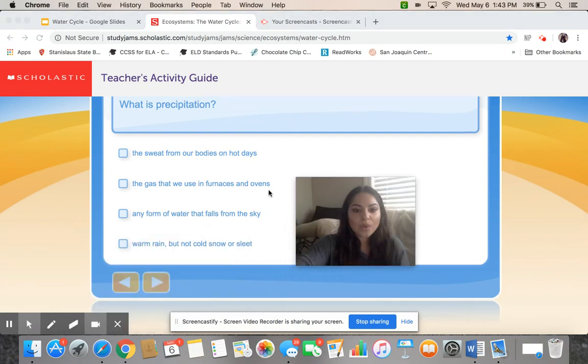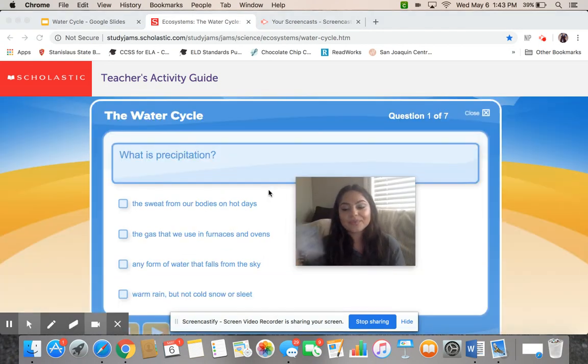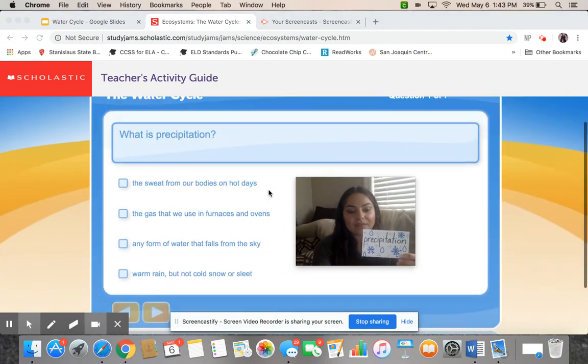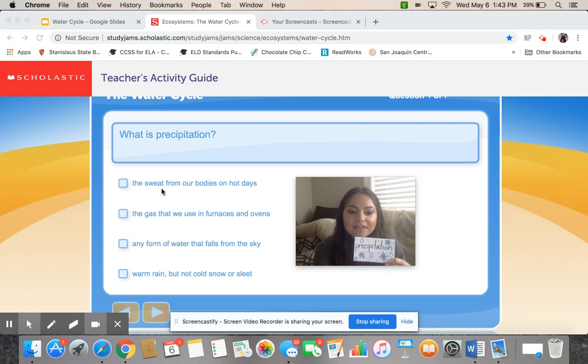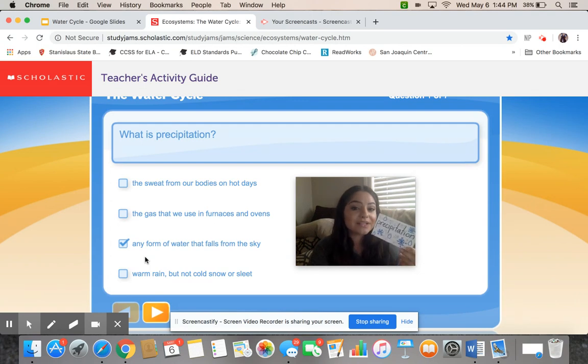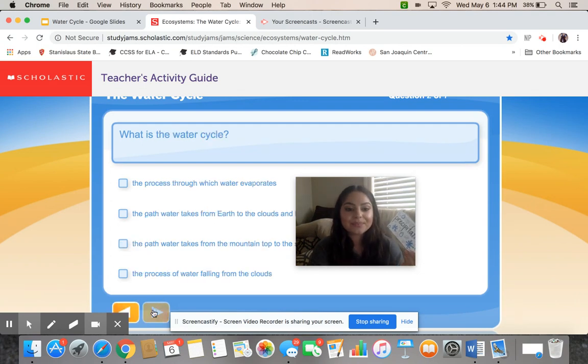So, what is precipitation? The release of water from the sky, snow, hail, or rain. So we can look at, is it the sweat from our bodies on a hot day, the gas that we use in furnaces and ovens, any form of water that falls from the sky, or warm rain but not cold snow or sleet. So I would say any form of water that falls from the sky, because as we stated, it is the release of water from the sky, so that makes the most sense to me.